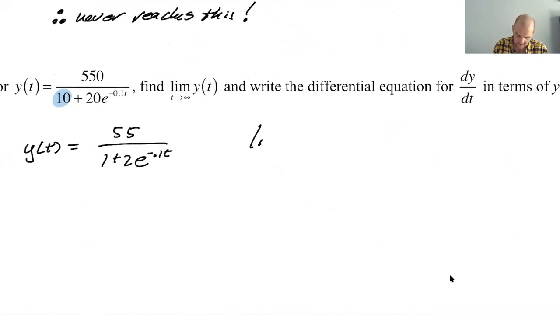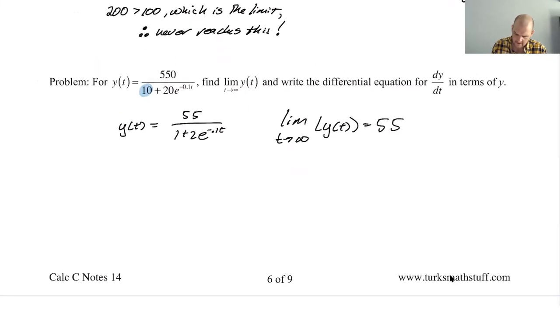So then the limit. Actually, I didn't need to do that to find the limit. I don't know why I did. I did that because it should look the way it should look, let's say. But I didn't need to do that to actually find the limit of y of t. It is definitely just 55.